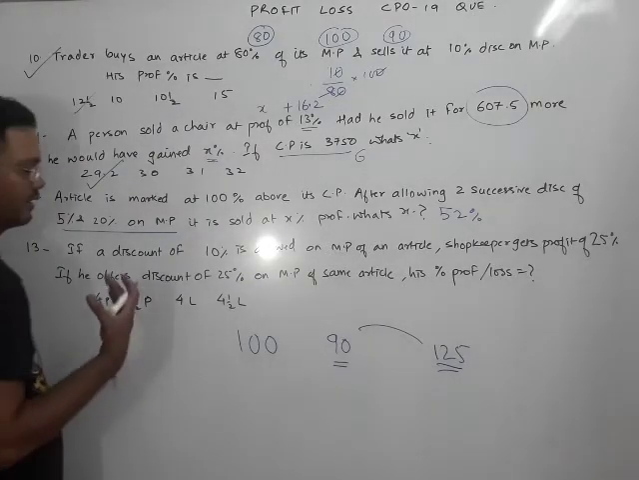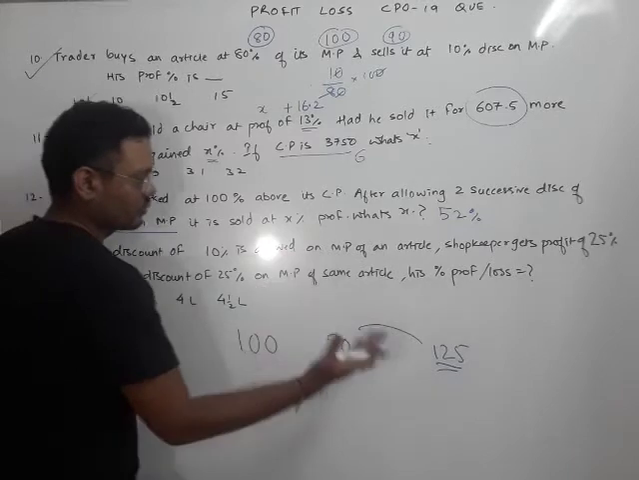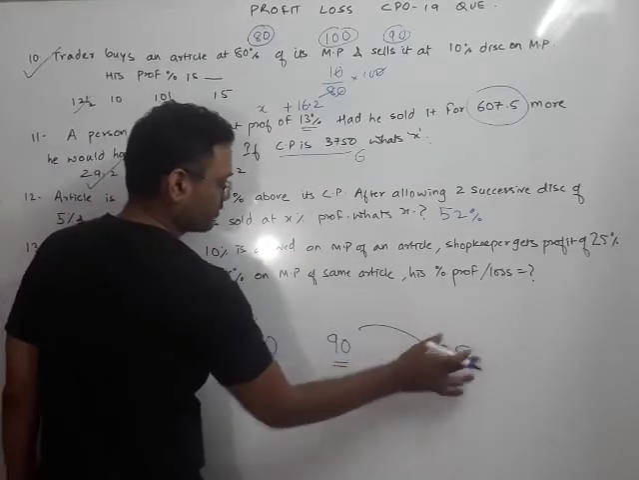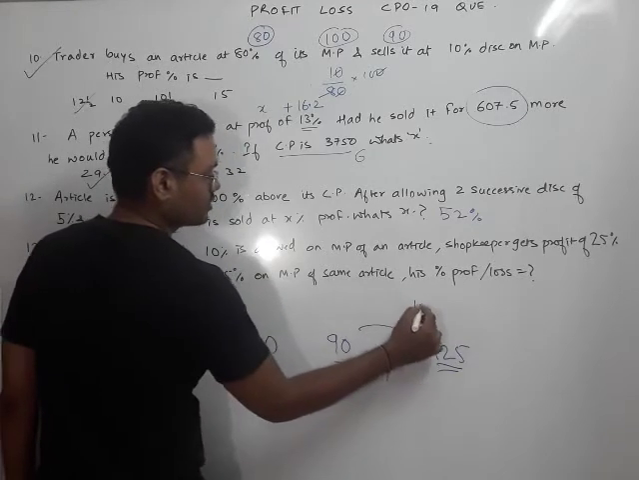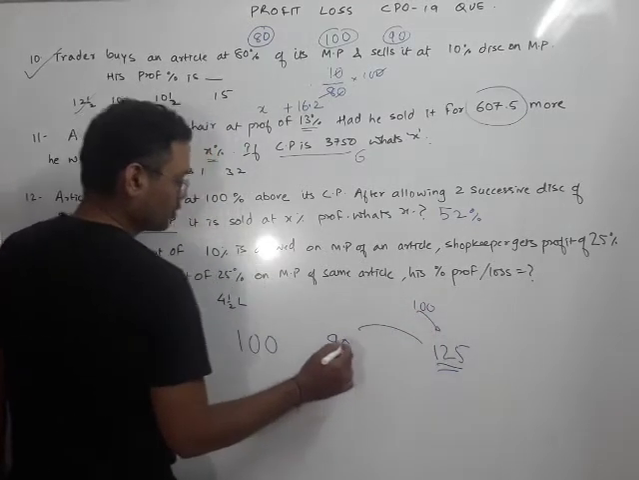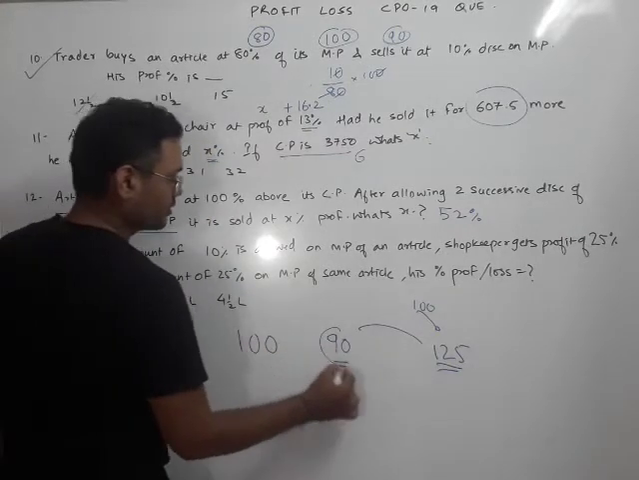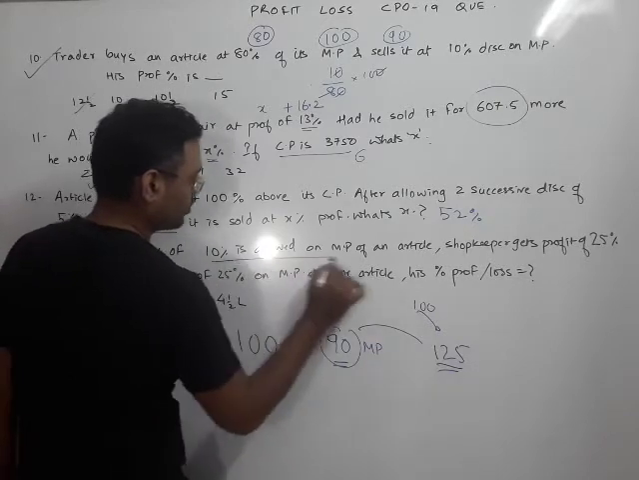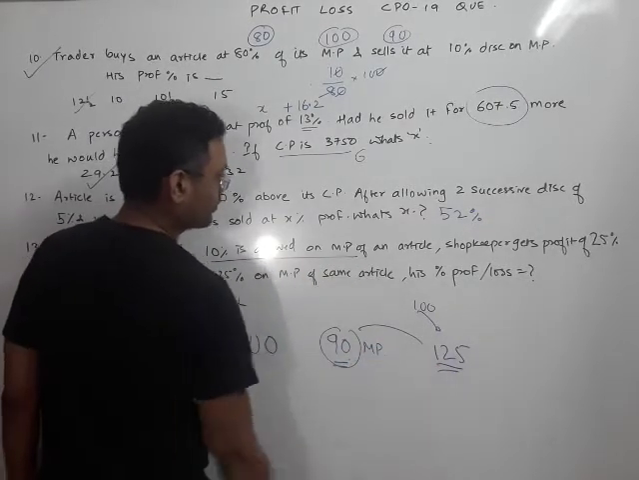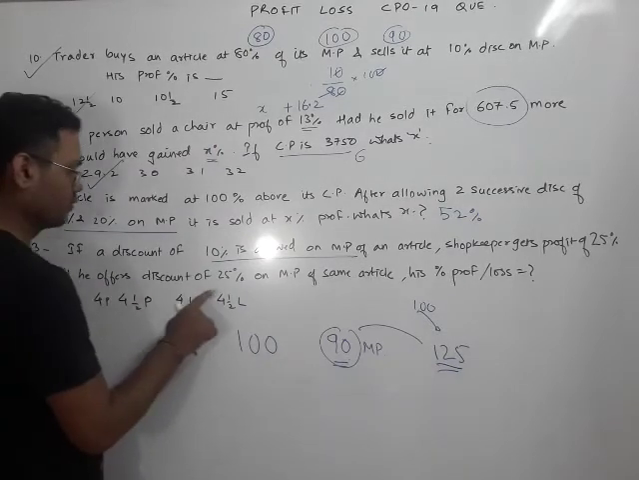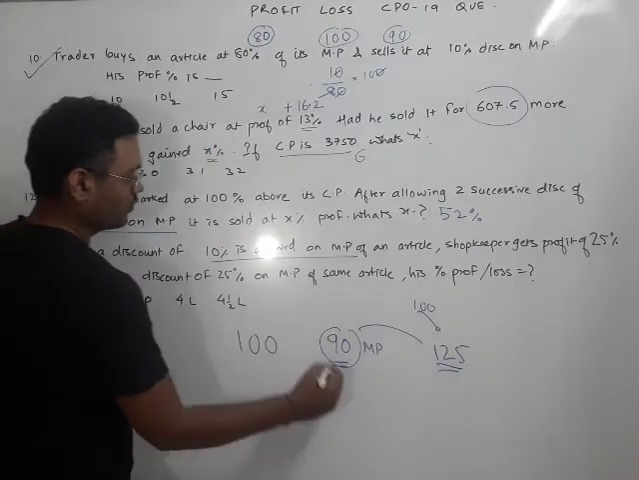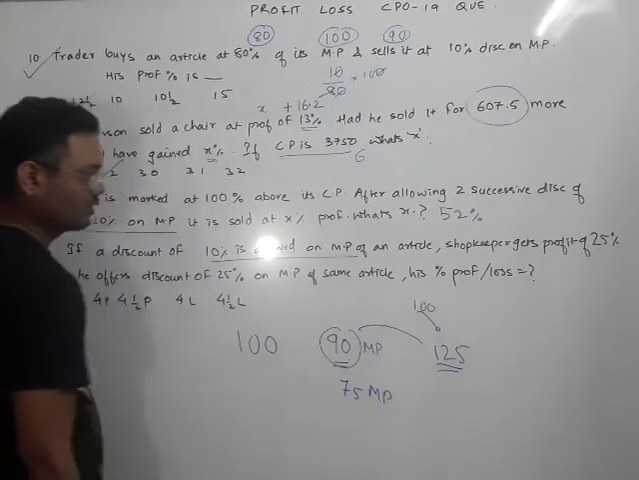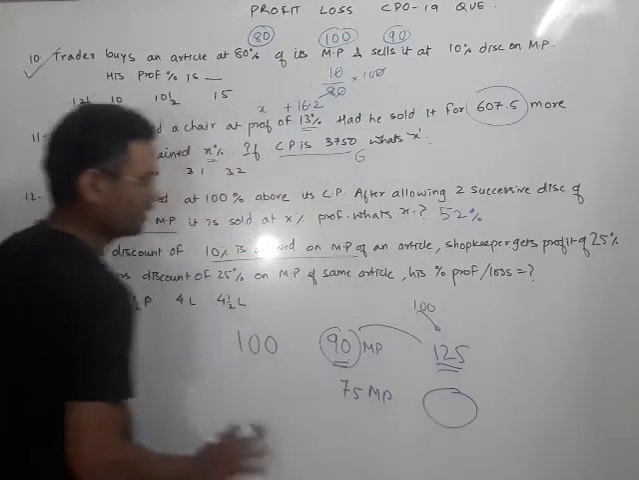If I am saying I am getting 10% profit, means my 100 rupees is becoming 110. If I am saying 25% profit, means my 100 rupees is becoming 125. So 90% of mark price, because 10% is allowed on mark price, 90% of mark price is 125. Now what will be 75% of mark price? Then how much will it become? That is the theme of the question.